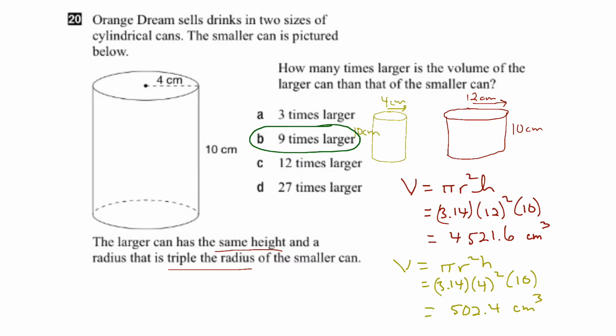And just to make sure, volume is a three-dimensional measurement, so we have to have our units in a degree of 3. So let's see how much bigger this number is than this number. We simply divide the two. So 4,521.6 centimeters cubed divided by 502.4 centimeters cubed. And the centimeters would cancel, would just give us 9. So there we go. We verified that our answer is indeed correct using a different method.